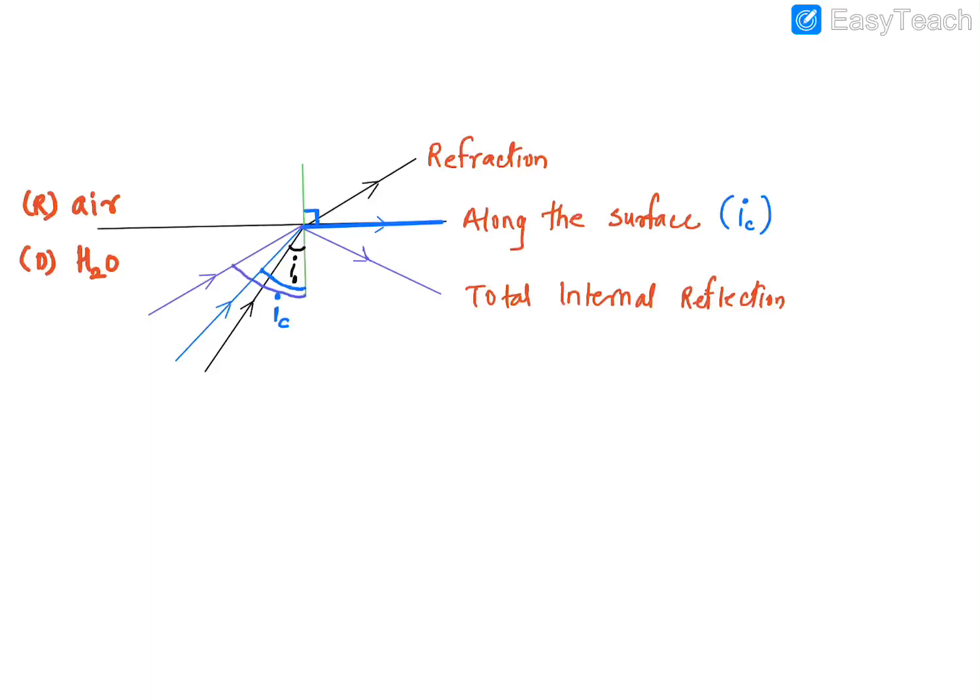The third angle which was out here, that's called as what? This is the angle of incidence here. Now when will total internal reflection take place? When the angle of incidence becomes more than the critical angle. If the angle of incidence is less than the critical angle, then refraction will take place.